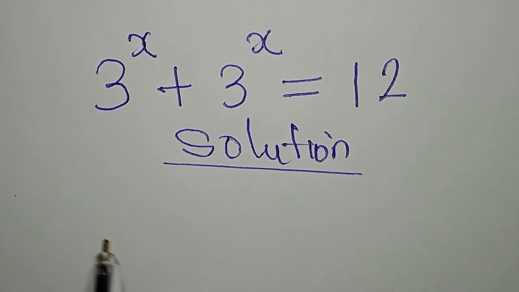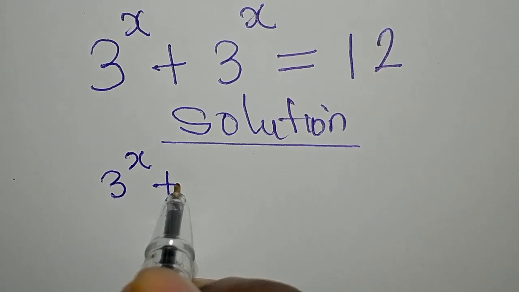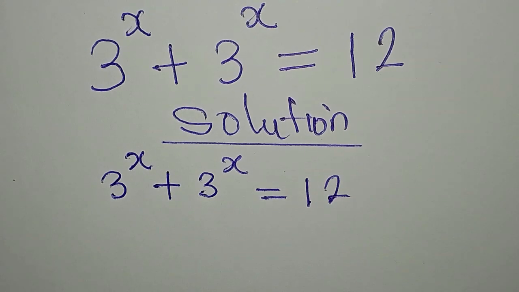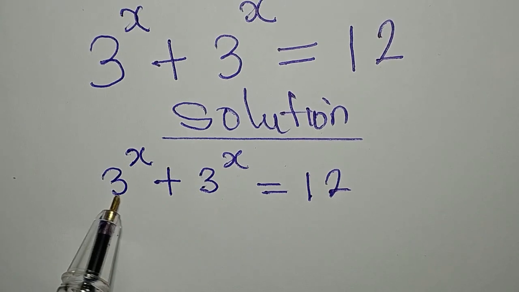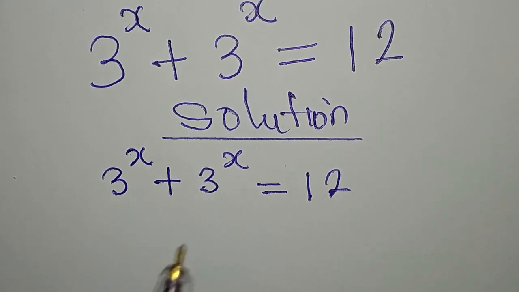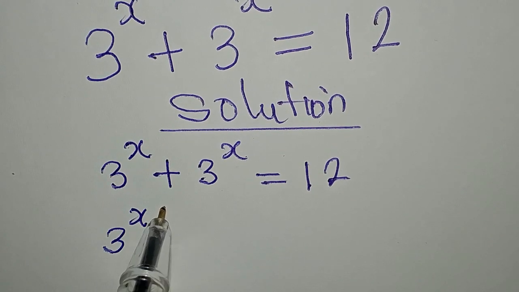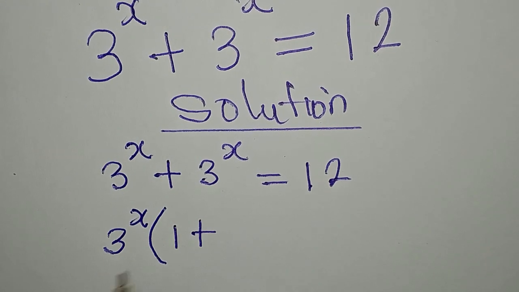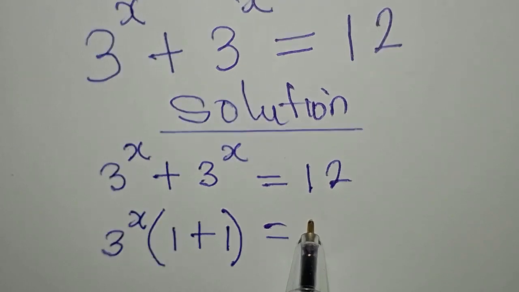Let's provide the solution to this problem: 3^x + 3^x = 12. For us to solve this, we are going to add these two, but then we can decide to factorize to get 3^x as a common factor. Now here we have 1 plus 1, because 3^x divided by 3^x will give us 1, then we equate to 12.